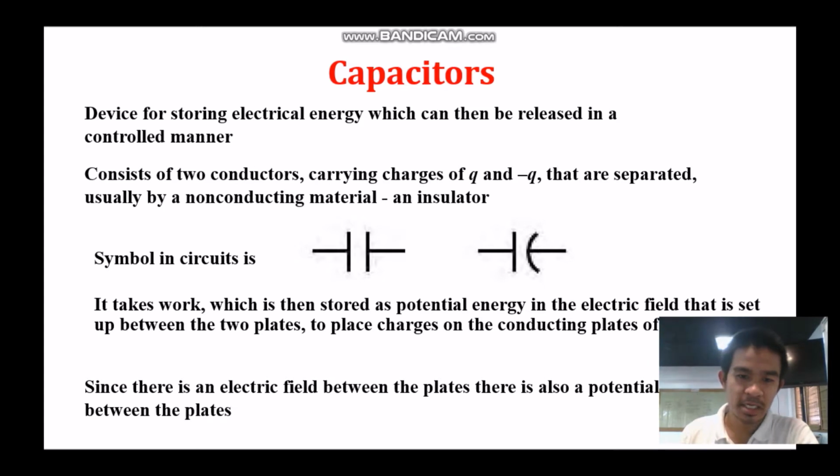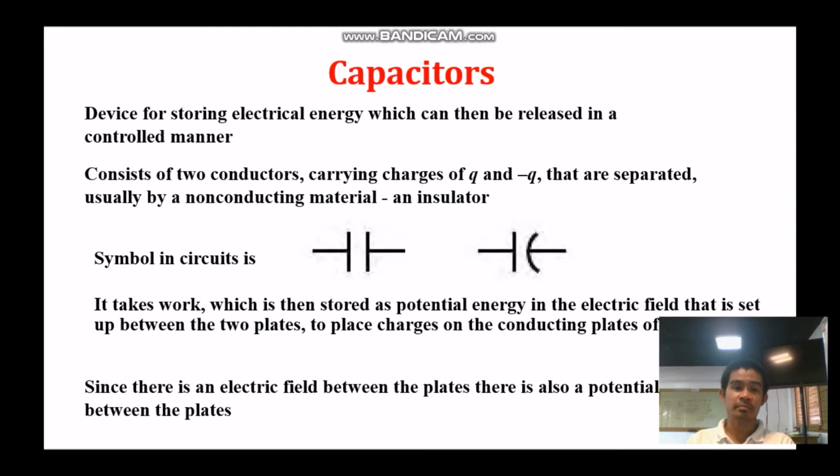So these are the symbols of capacitors. Two parallel vertical lines. These two parallel vertical lines represent conductors or plates, and the two horizontal lines represent a wire connecting to the conductors. And there's another symbol you can also use: one vertical line and one curved line. The straight line and the curved line represent the conductors, and the horizontal lines represent a wire connecting to the conductors.